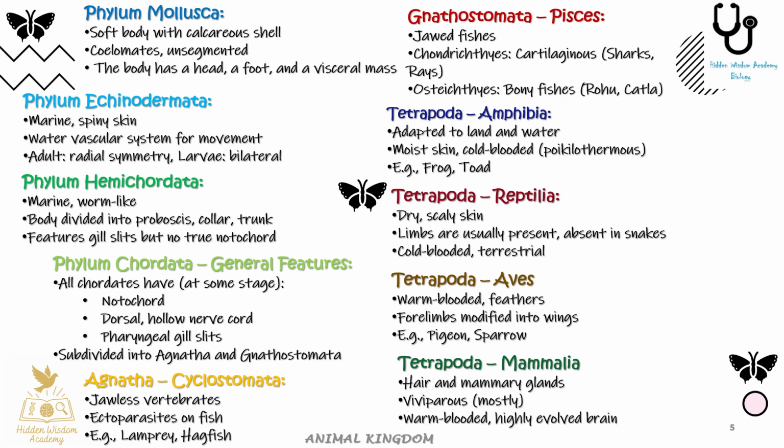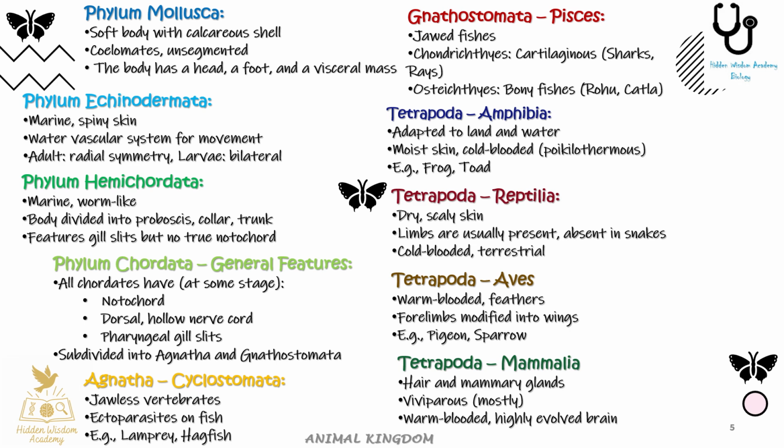Let's continue our exploration with Mollusca, Echinodermata, and the highly evolved phylum Chordata. Phylum Mollusca is characterized by soft-bodied animals, many of which possess a calcareous shell. They have a distinct head, a muscular foot for movement, and a visceral hump. Common examples include snails, octopuses, and mussels.